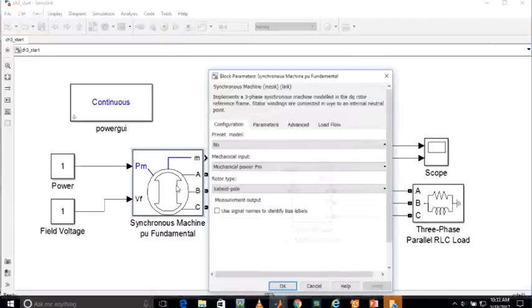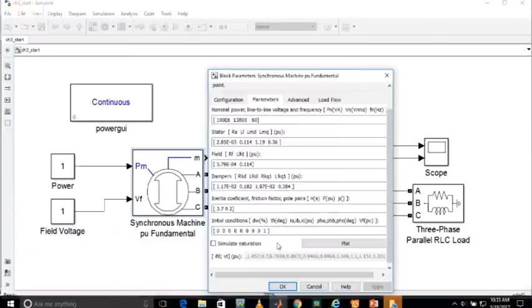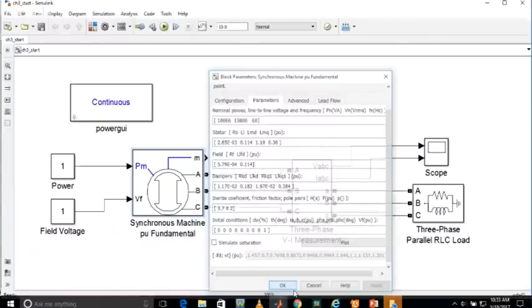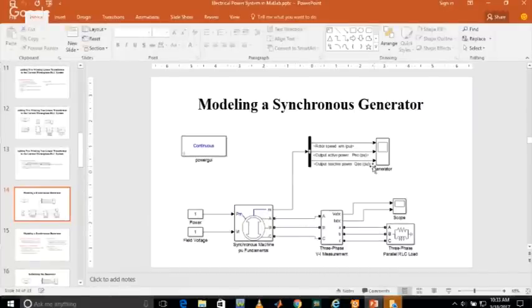If you double click it and go for parameters, put down the parameters of your synchronous generator. It is working at 13,800 volt at 60 hertz, and the power it is giving is 100 e to power 6, 100 megawatt. This we have given, and we have connected it to this whole system. But the thing we want to develop is this: for a synchronous generator, we want to find out its rotor speed, its active output power, or reactive output power. We want to check how it is going.